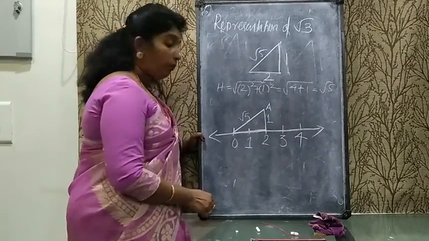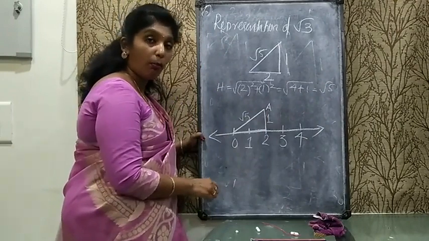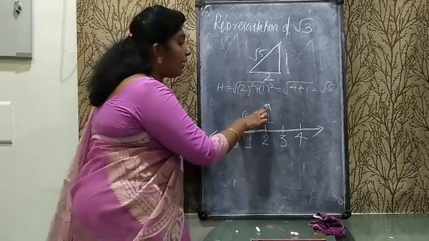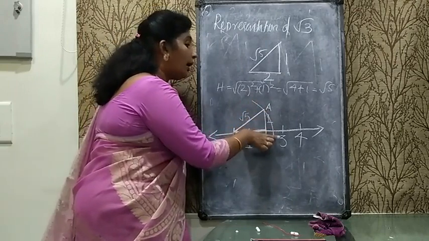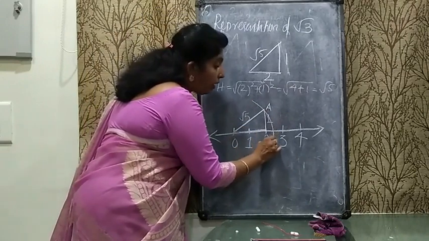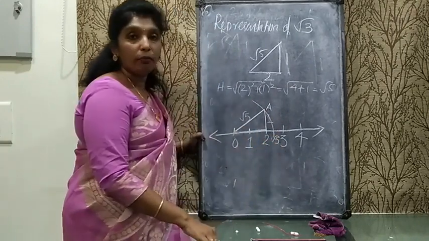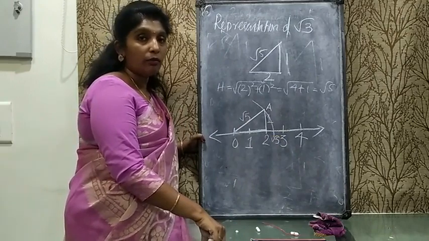Now what we have to do? From O to A, this distance you need to take in your compass. Keep at O and mark an arc. So this point is root 5. This is the direct representation. Okay? Understood?